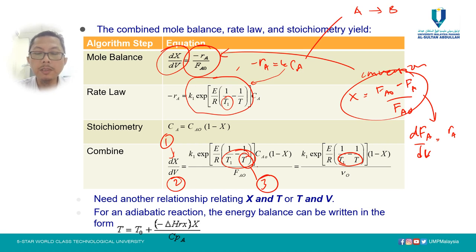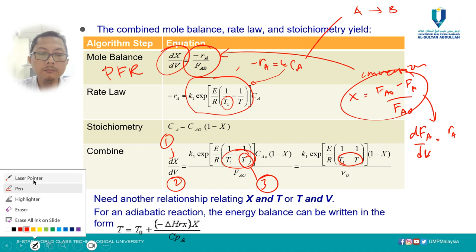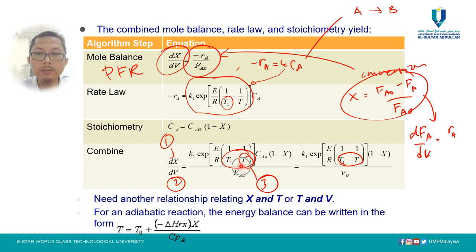So in order to determine the design variable for the plug flow reactor, you need to determine T and V. Sorry, your design variable is not only V, it's also T. So we need to have another equation, which is the energy balance. For adiabatic reaction, the energy balance can be written as this, where the heat capacity is constant.